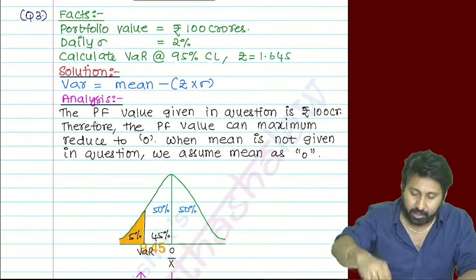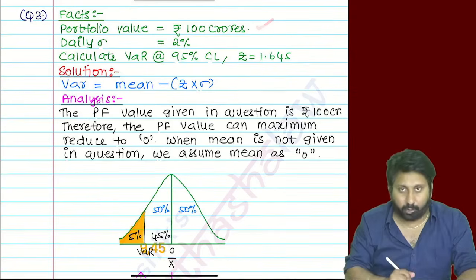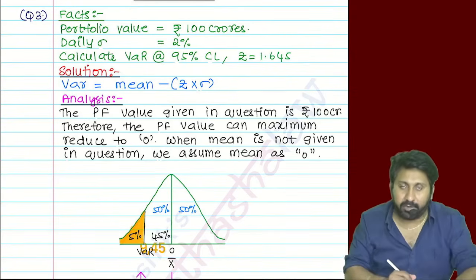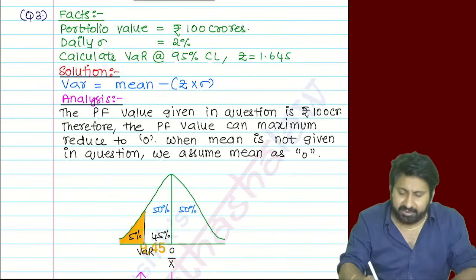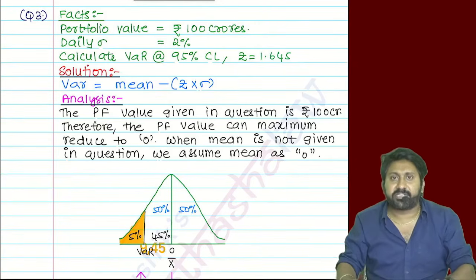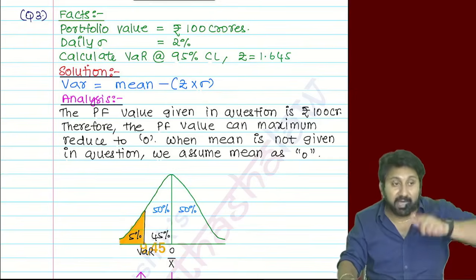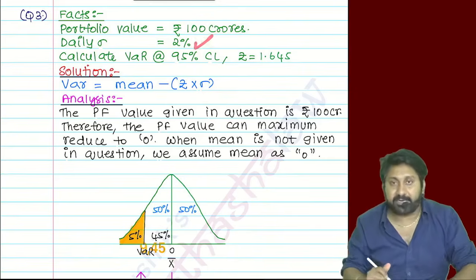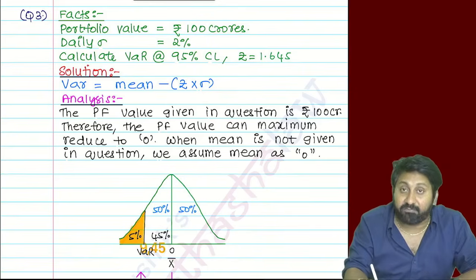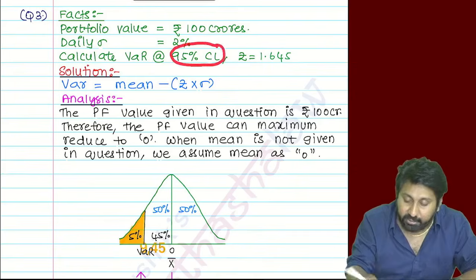See, portfolio value 100 crore. You invested 100 crore. Daily standard deviation is 2%. What do you mean standard deviation is 2%? Change in the market can happen, volatility. Prices will go up and down by 2%. Calculate the VaR at 95% confidence level.